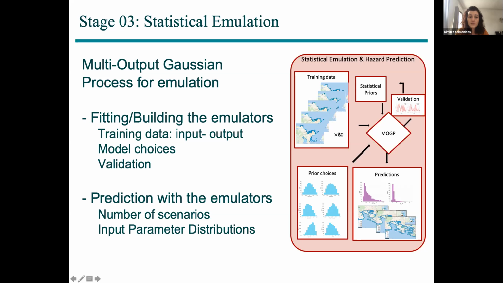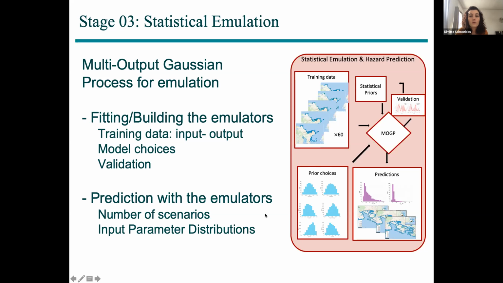And in this case, we have 60 runs again. The input data of the training runs are the deformation parameters, and the output is the maximum tsunami elevation at the cell centers. And we also have to make some model choices, such as what kernel function we're going to use, or what the fitting method is. And after we make these choices, we validate the code using leave-one-out diagnostics, which may lead us back to the beginning of the process, trying to find the best kernel function. And then we proceed to the prediction part.